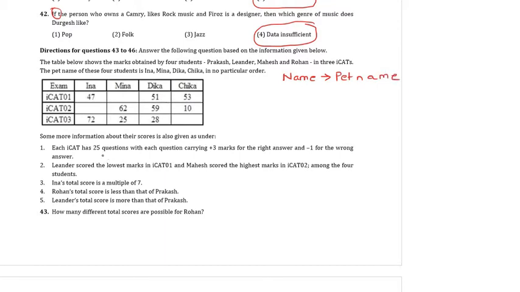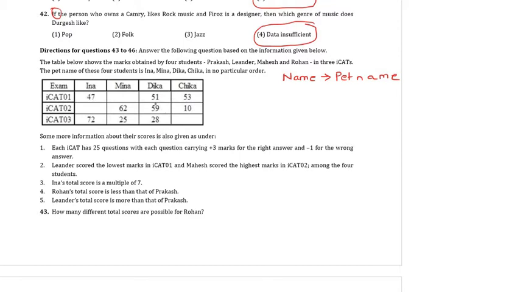Then there is some other clue which says 25 questions, 3 marks for right answer, 1 for wrong. So each of these combinations will correspond to that. Leander scored the lowest marks in iCAT10 and Mahesh scored the highest in iCAT2 among the 4 students. So for instance, if this is Leander, then Mahesh has to get more than 62 here because Meena cannot be both Leander and Mahesh. Similarly, Ina's total score is a multiple of 7.